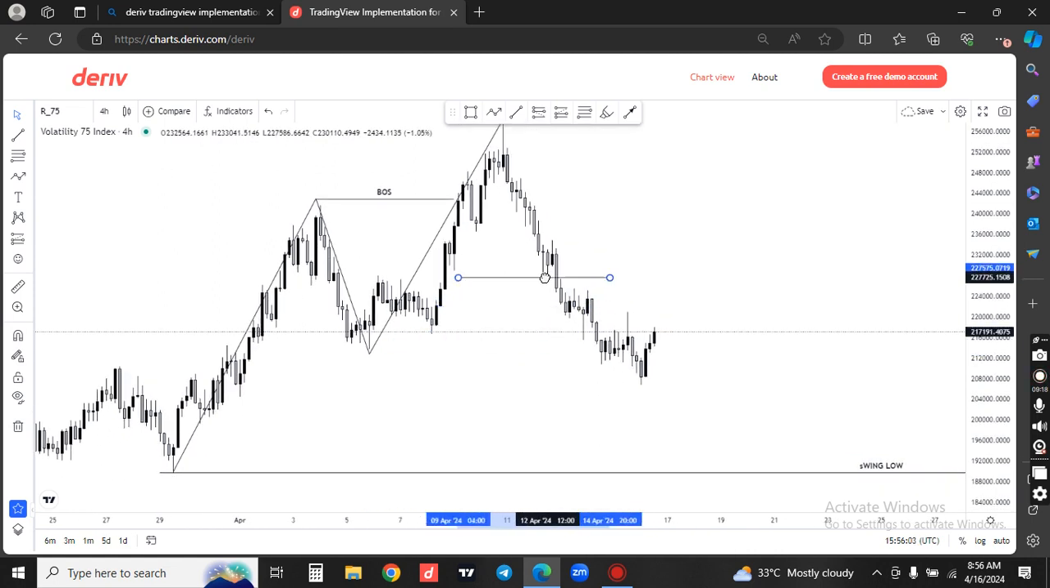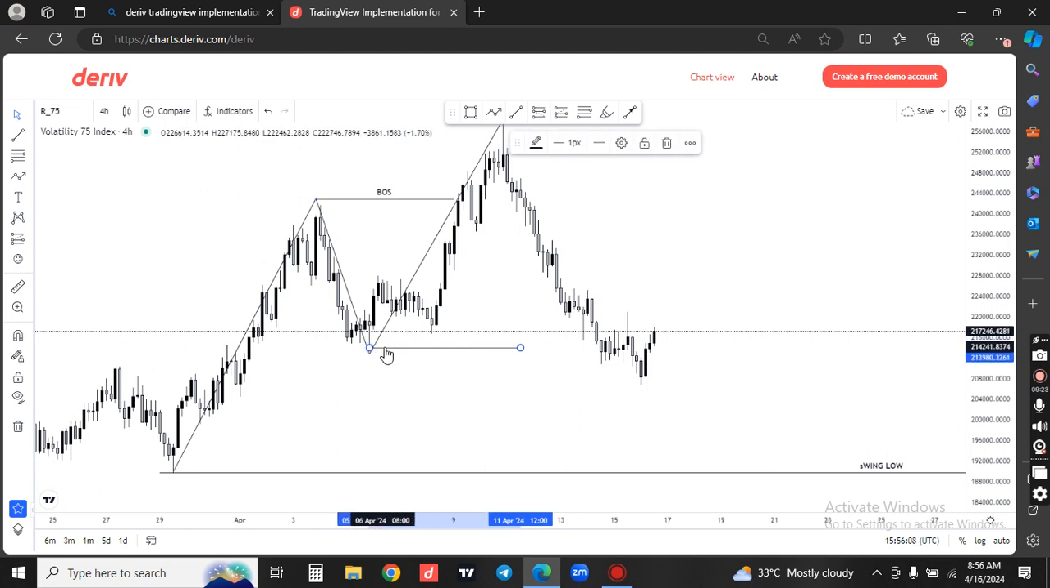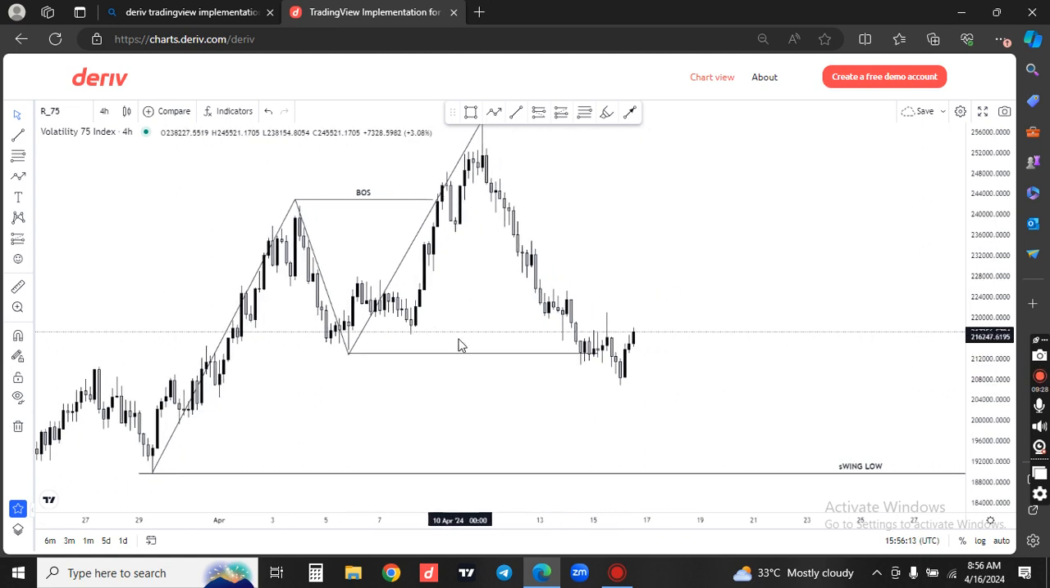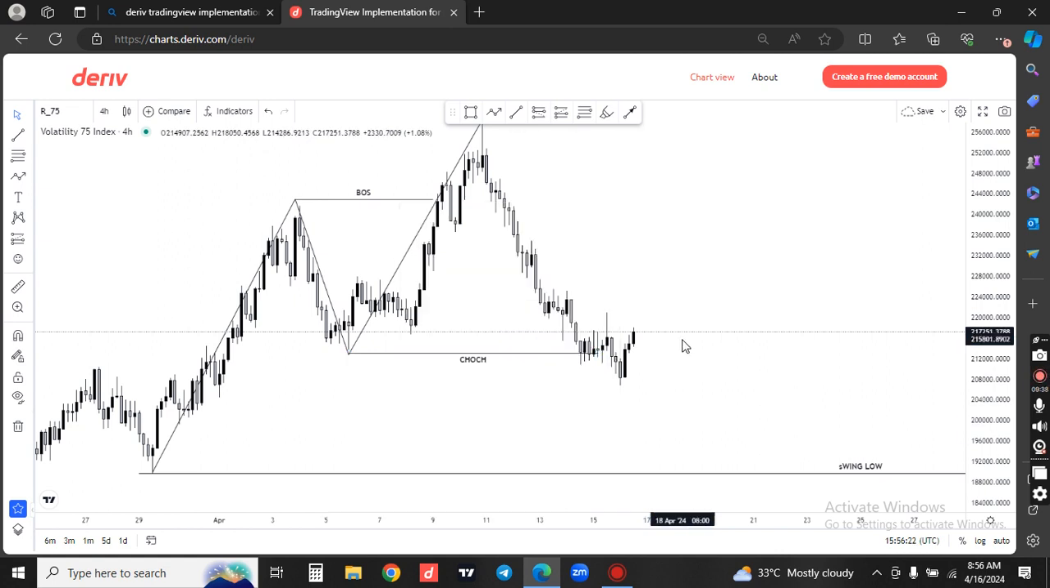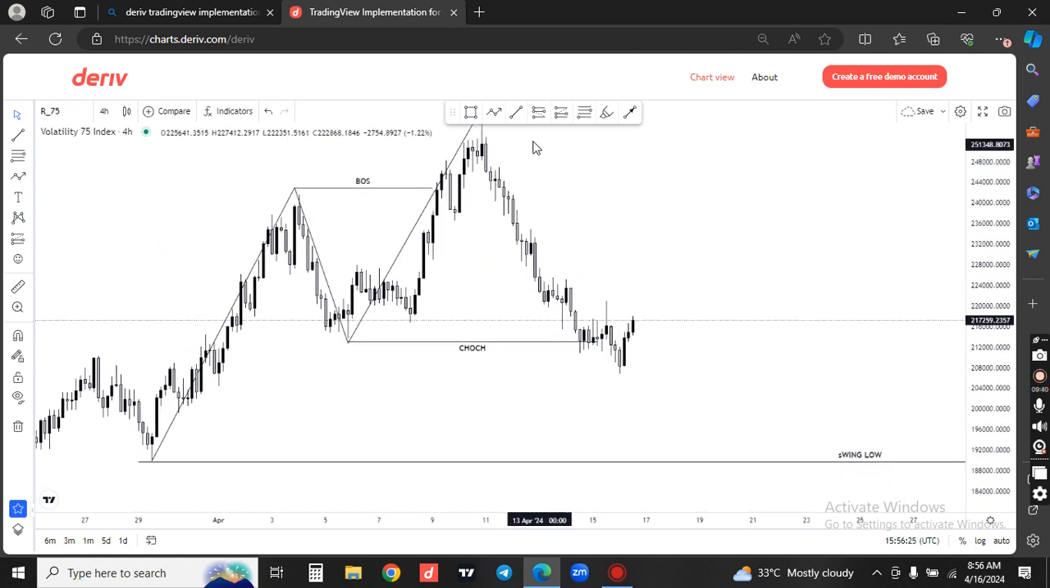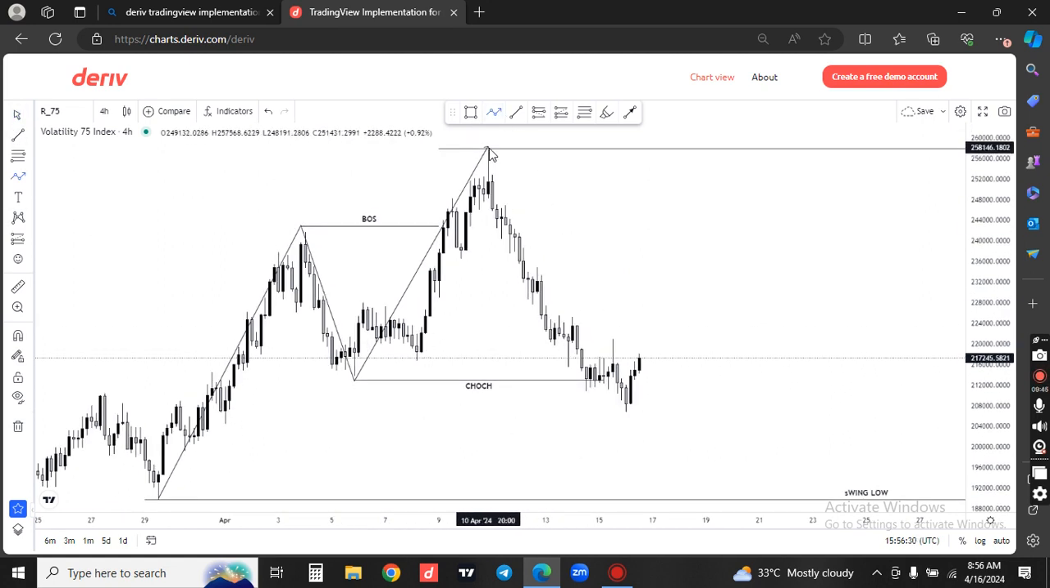There's a BOS. We use the word BOS for break of structure, right? Sorry, we are shifting this down to here. This is the last low that formed. So this is where the market shifted. This is where we had our change of character, CHOCH. So we had our change of character around here, right? So what next are we expecting? Now the market has taken out this very low, resulting in a change of character, right?